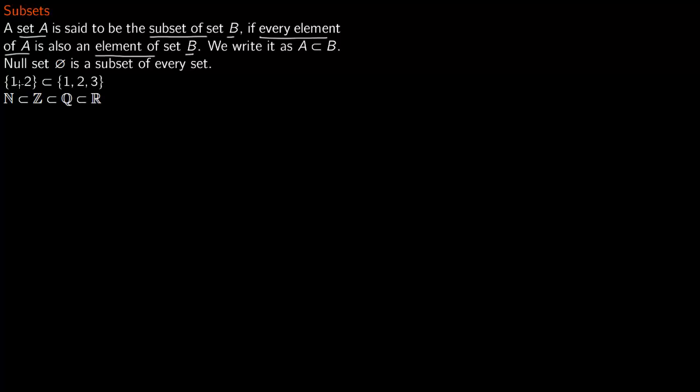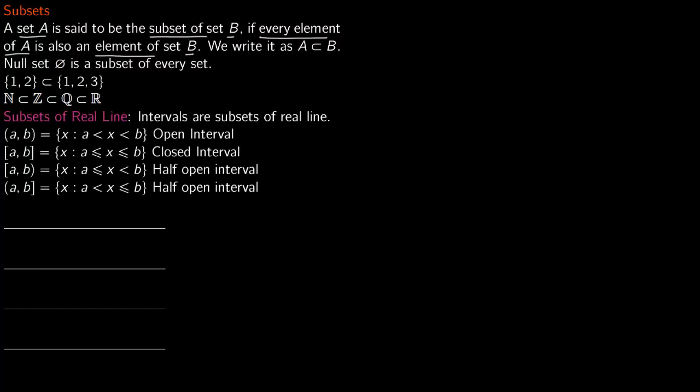Now another example. So {1, 2} is a subset of {1, 2, 3}. In the previous lecture, we showed how natural numbers form a subset of integers, integers form a subset of rational numbers, and rational numbers form a subset of real numbers. Now we talk about subsets of the real line. So intervals are subsets of the real line.